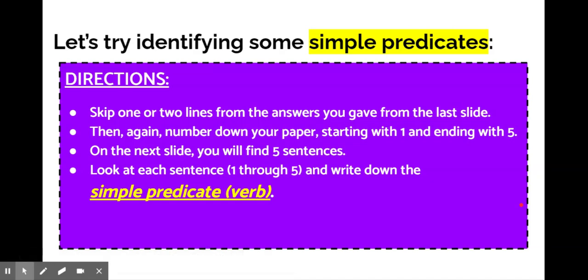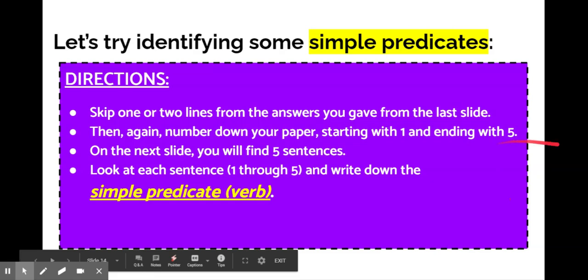Now let's try simple predicates. Again, these are going to be the verbs. What is happening to the subject? What is the subject doing? How is the subject feeling?